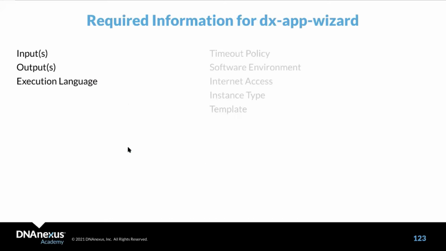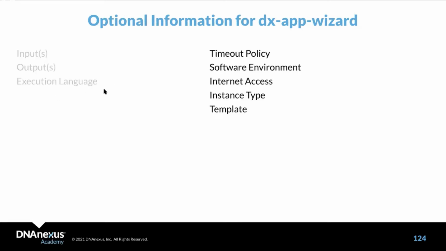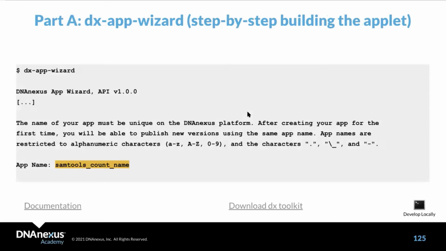Okay, so here is the required information that we need to know. We need to know what the inputs are, what the outputs are, and what the execution language will be. And here is some optional information, meaning that there are default values for it: timeout policy, software environment, whether it needs internet access, instance type, and a template.